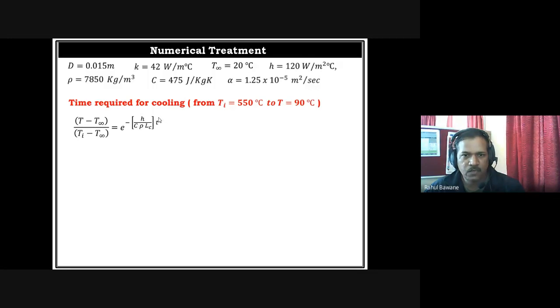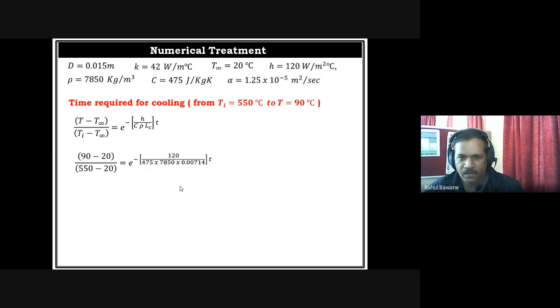That means if we are interested to find out this small t time, we must know all the terms. So T is 90, T infinity is given as 20 degree centigrade, T initial 550, T infinity 20, e raised to the power minus h value, which is given as 120, C 475, rho is 7850, and the characteristic length we already calculated in the previous step. So we have all the data. So put in all the numerical values and simplify this.